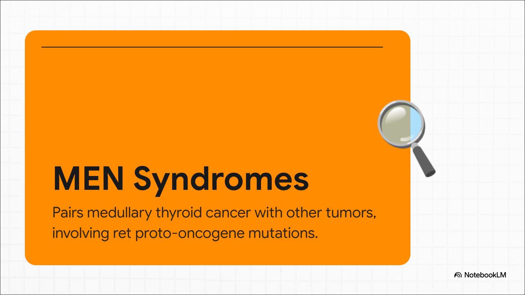MEN2A pairs this thyroid cancer with adrenal pheochromocytomas and parathyroid hyperplasia. MEN2B goes even further, adding mucosal neuromas, which are these little bumps on the lips, cheeks, and tongue, along with a marfanoid appearance.